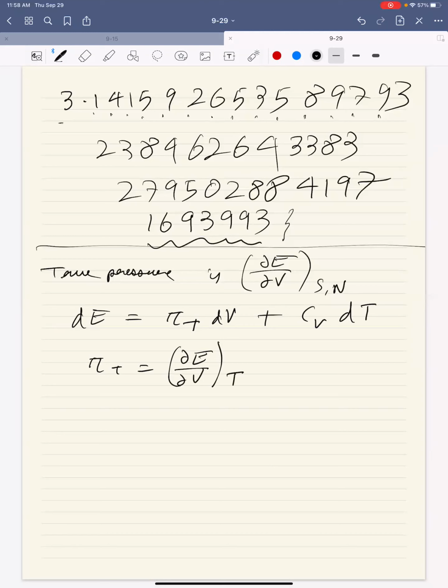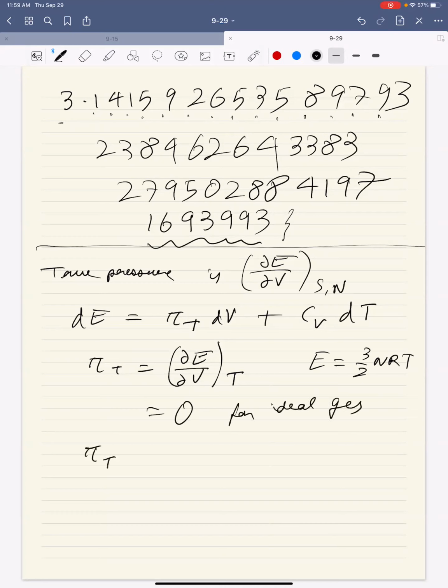What will pi t be for an ideal gas? It's the same as the actual pressure. It's constant. There's not that many answers. You guys are saturating all of them. What is energy for an ideal gas? 3/2 nRT. Does it depend on volume? So this is 0 for ideal gas.